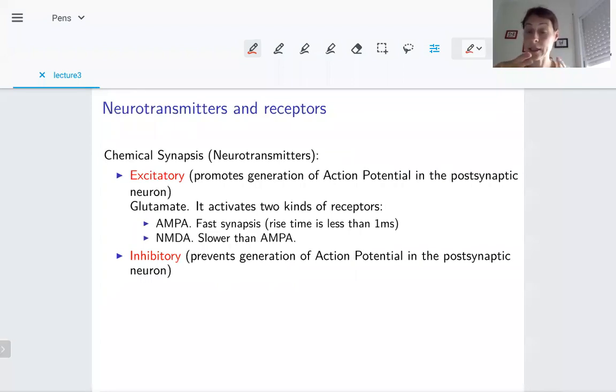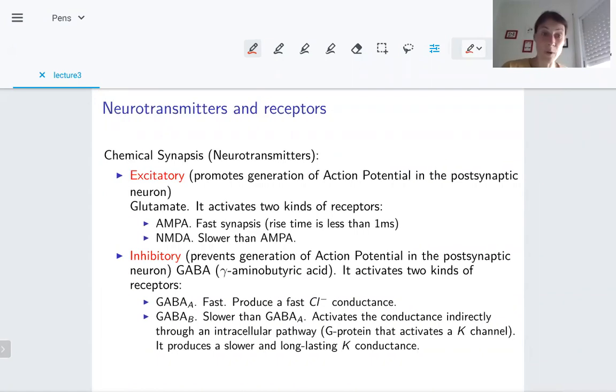For the inhibitory synapses, what they cause is that they prevent the generation of an action potential in the postsynaptic neuron. So they try to bring the voltage of the postsynaptic neuron down. In this case, the neurotransmitter involved is called GABA, which activates two types of receptors. GABA A gives rise to fast inhibitory synapses, and GABA B gives rise to slower inhibitory synapses. The faster ones are on the order of a few milliseconds, while the slower ones are on the order of 10 times this value, or even more.